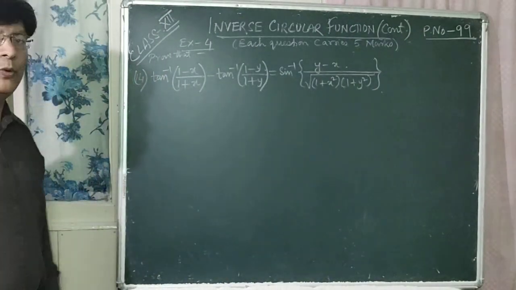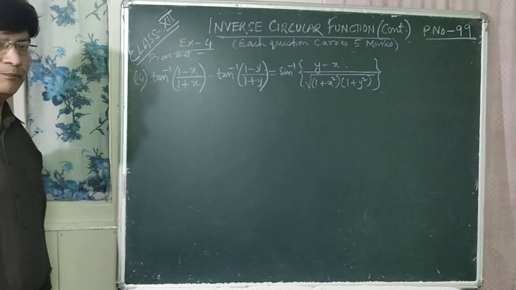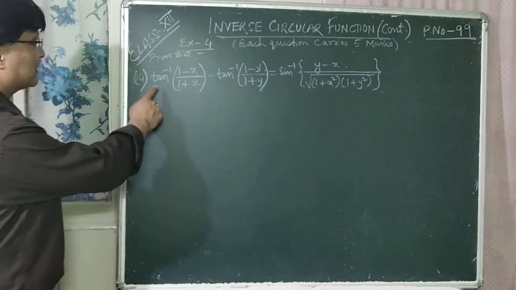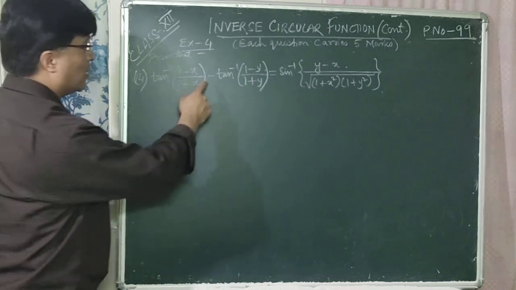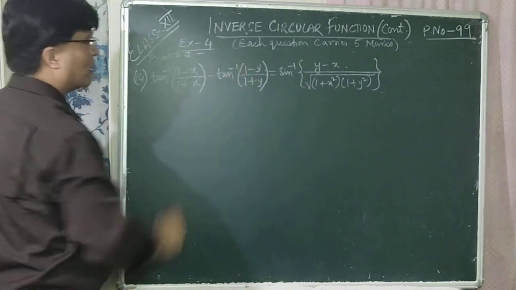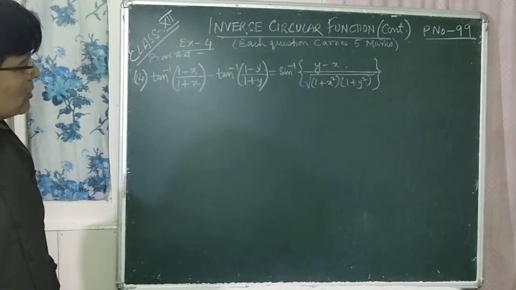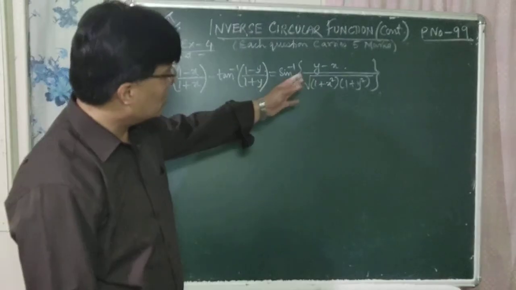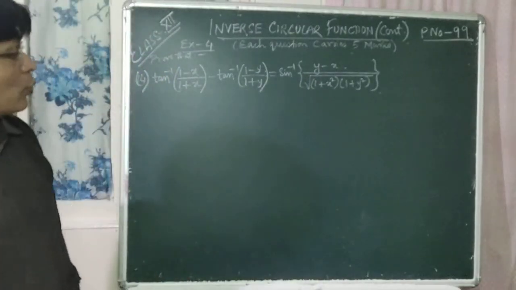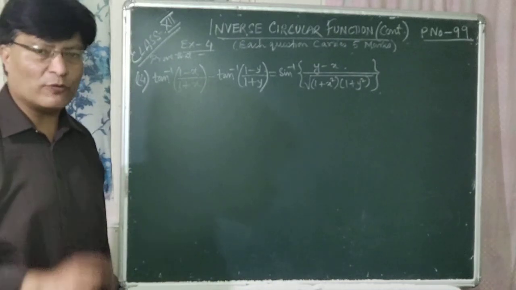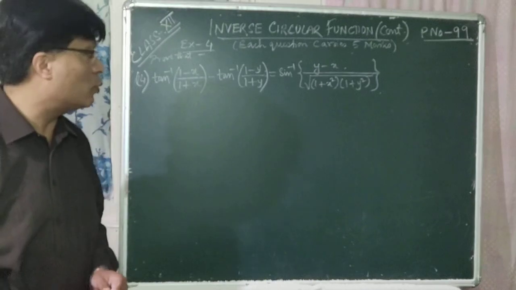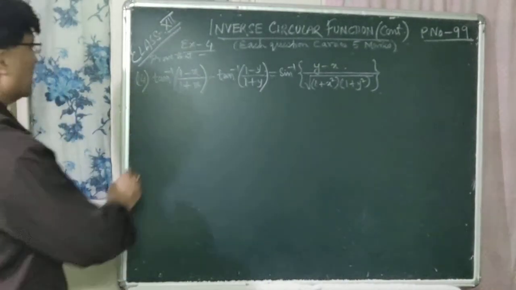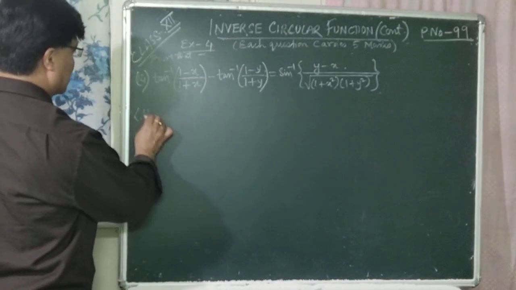Now we will prove question number 14. Prove that tan inverse within bracket 1 minus x upon 1 plus x minus tan inverse within bracket 1 minus y upon 1 plus y is equal to tan inverse. Now within second bracket there is y minus x whole divided by, within square root there are two factors, 1 plus x square into 1 plus y square, right? So let us write down LHS, left hand side.